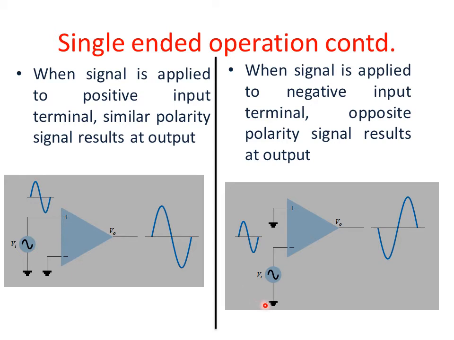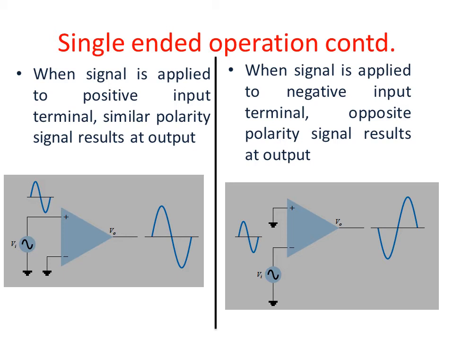Whenever the signal is applied to the negative terminal of OpAmp, it will not only be amplified but it will also be inverted, as is very clear from this diagram: the positive input results in a negative wave at the output, which is also amplified, and a negative wave at the input results in a positive wave at the output, which is amplified.